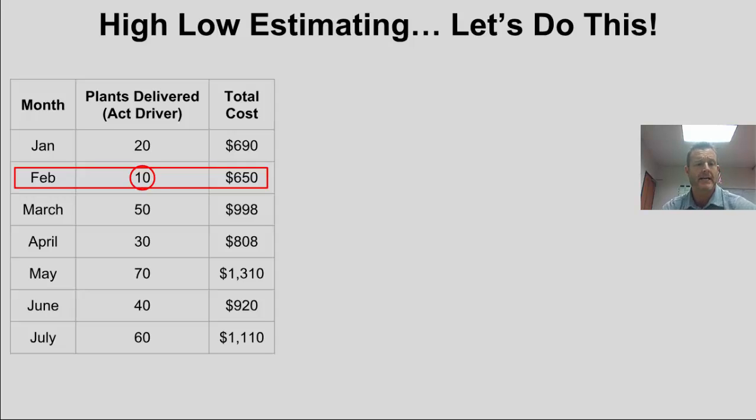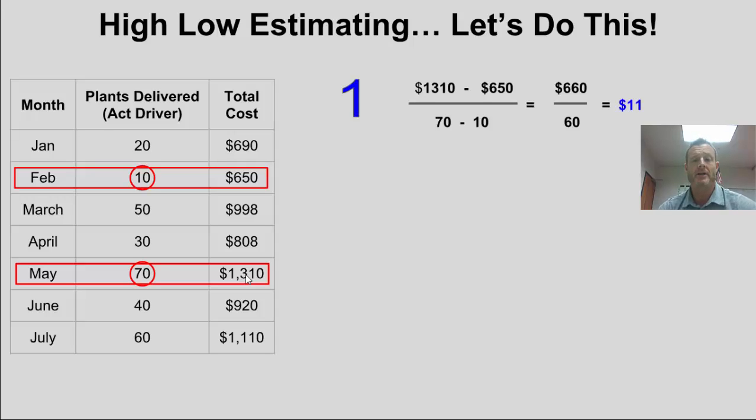If I have a set of historical data here, let's say I'm a company that sells and delivers plants, and these are a bunch of months of historical data. The first thing I'm going to find is my low activity level, which is here, February, with an activity level of 10. And then I'm going to find my high activity level, which is right here in May, and that has an associated cost with it as well. I'm going to take those two sets of data and plug them into my formula. Here's my high cost and my low cost, and my high activity level and my low activity level, and I end up getting $11 for my variable cost.